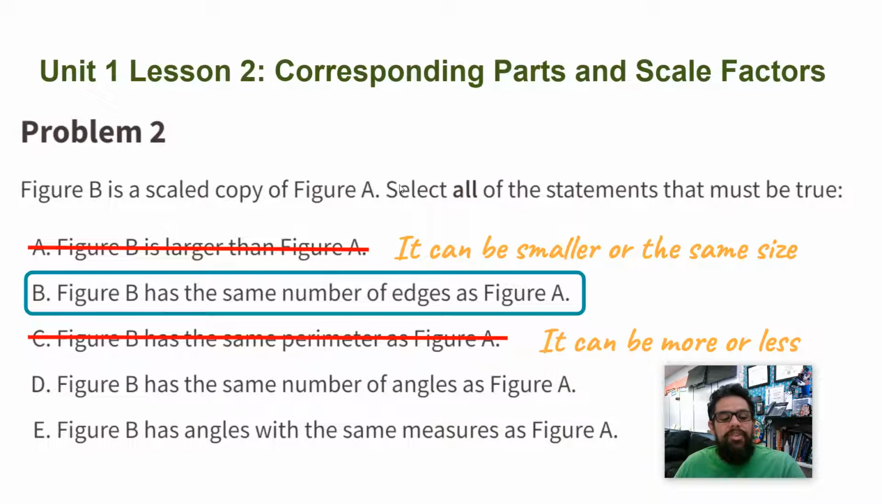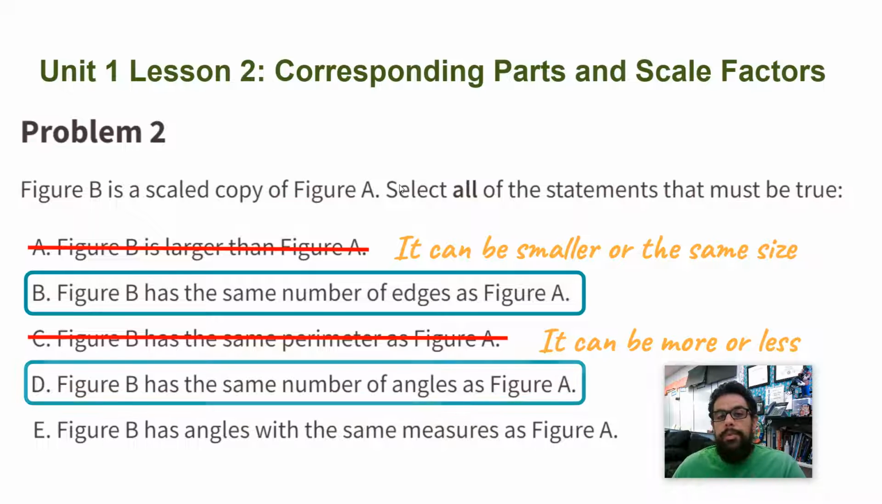Part D, Figure B has the same number of angles as Figure A. This one is true. So remember that when you're making a scaled copy, you're not changing the number of angles. You're not adding an extra angle. So that's why this is true, no matter how you make a scaled copy.